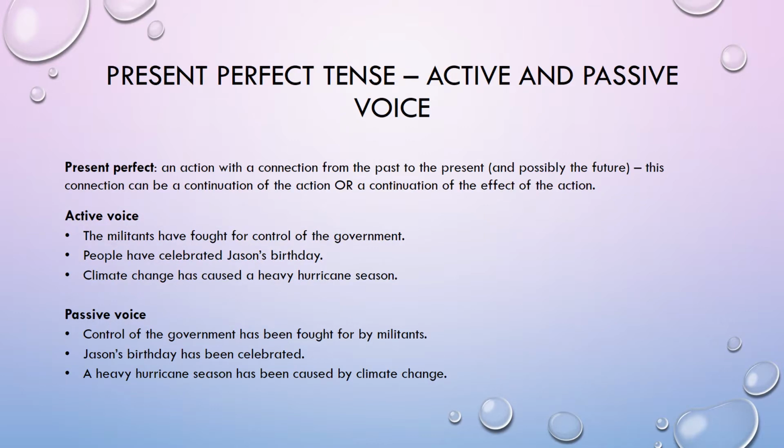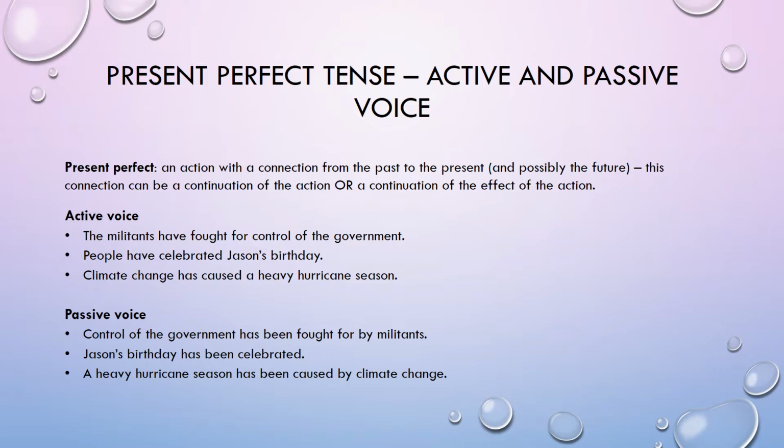Present perfect tense is used when we want to talk about an action with a connection from the past to the present and possibly the future. Sometimes this connection can be a continuation of the action, but sometimes the connection is a continuation of the effect of the action instead of the actual action.